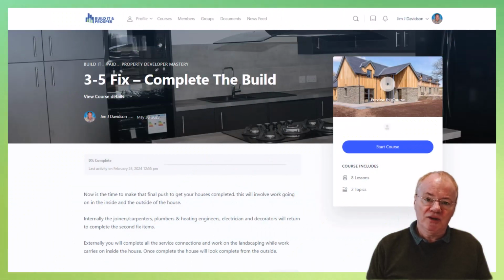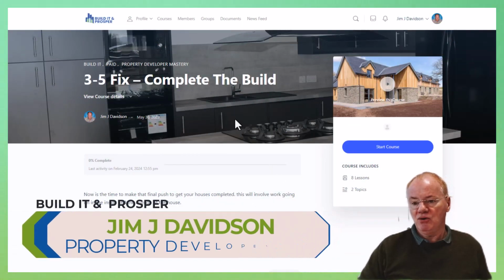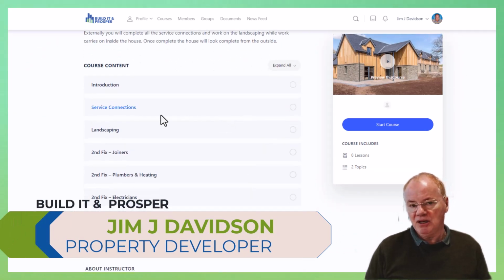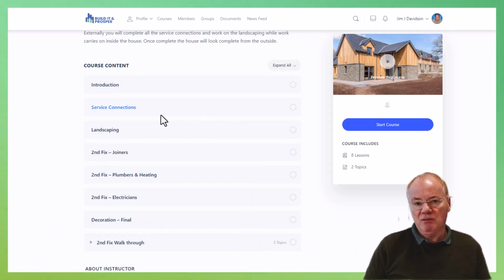So what we're going to do now is just look at the complete the build, the fix stage, and essentially one of the things that's going to happen is the service connections. So what I mean by service connections, this is like our gas, our electricity, our water. That's going to be the water coming in and then water exiting, foul water, and also your drainage water. So these all require quite a bit of groundworks in order to put them in, and you're able to do that at this stage now because you've got a dry place to put the connections and you've got somewhere to connect them.